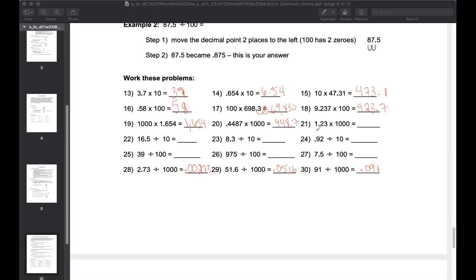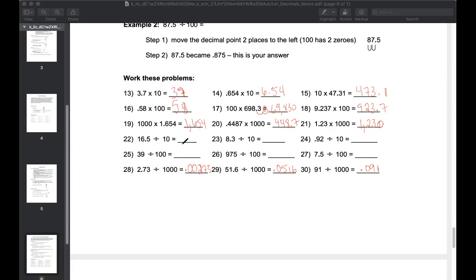448.7. Okay, again, 3 places to the right. 1, 2, 3. It's going to get 1,230. All right. Okay, so next up is LaDeja.